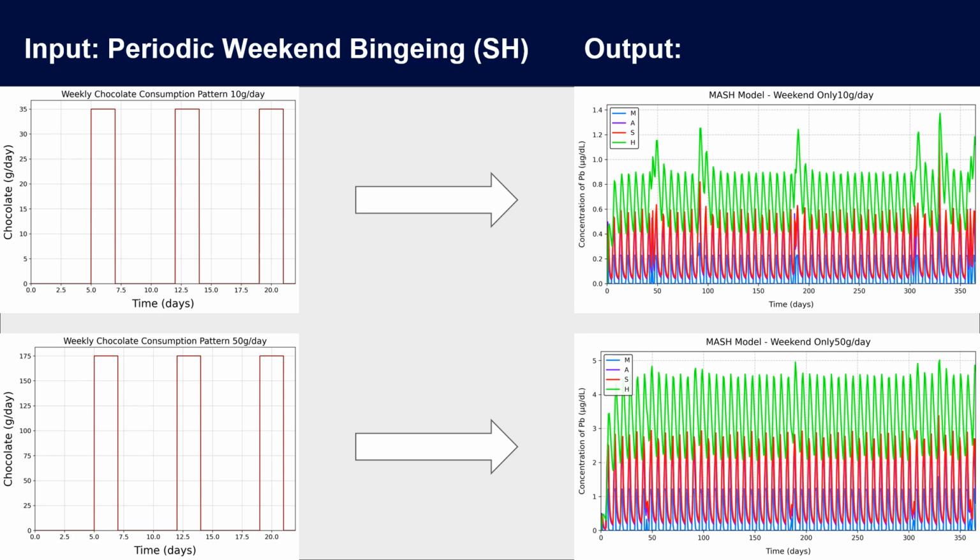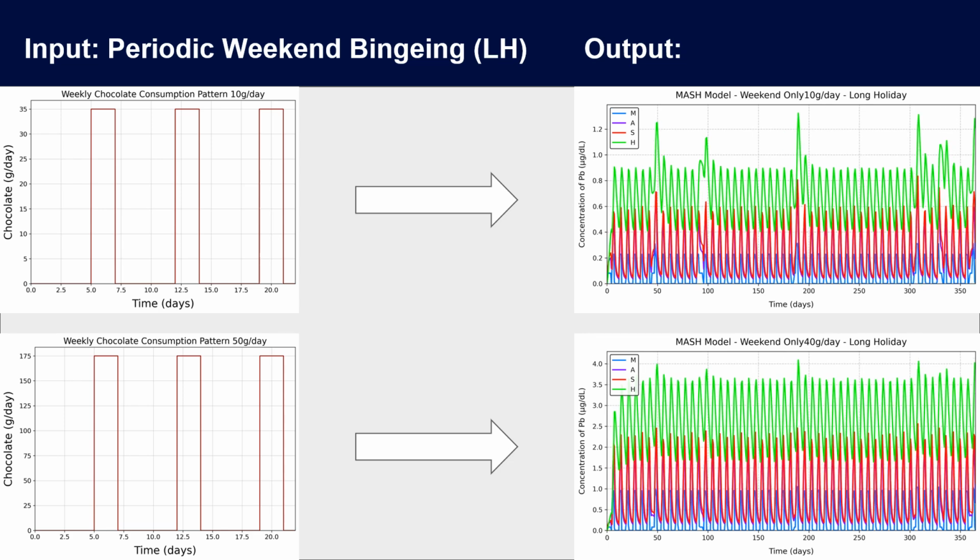In the case of the 10 gram per day average, the maximum lead concentration in hard tissue is 1.4 micrograms per deciliter, and it oscillates around 0.7. In the 50 gram per day average, the maximum peak is at 5 micrograms per deciliter and oscillates around 3.5.